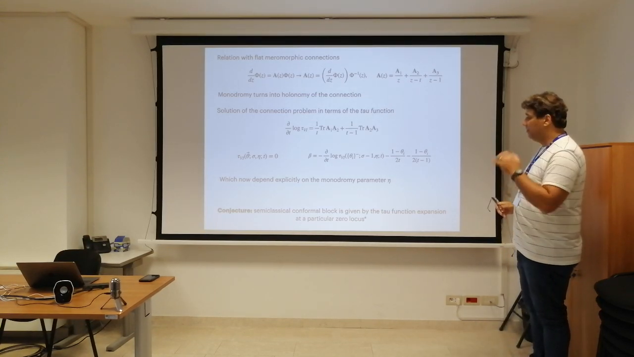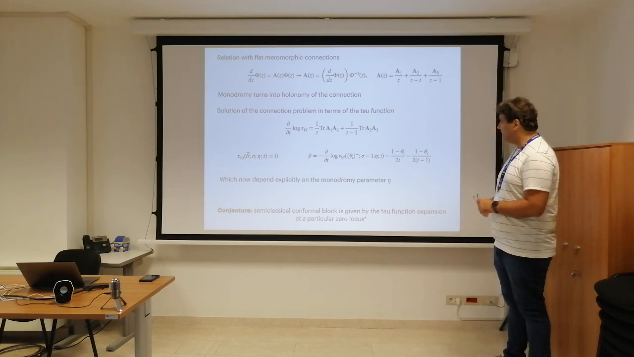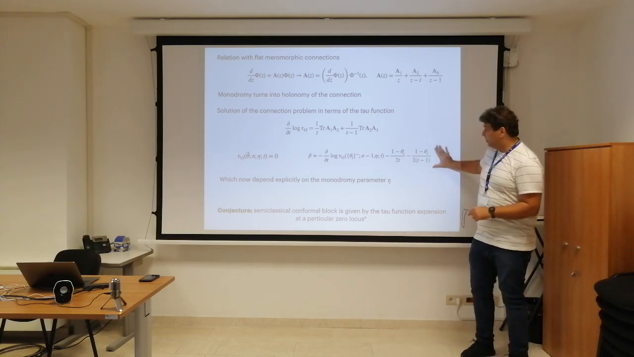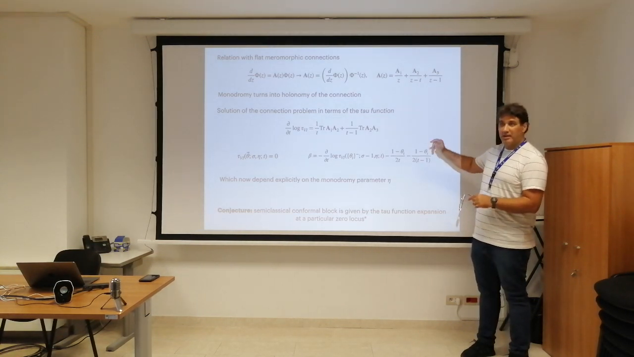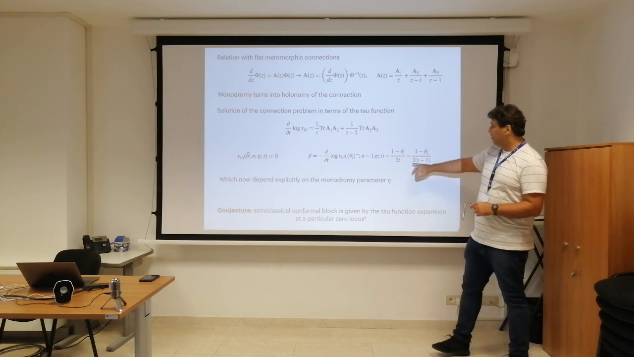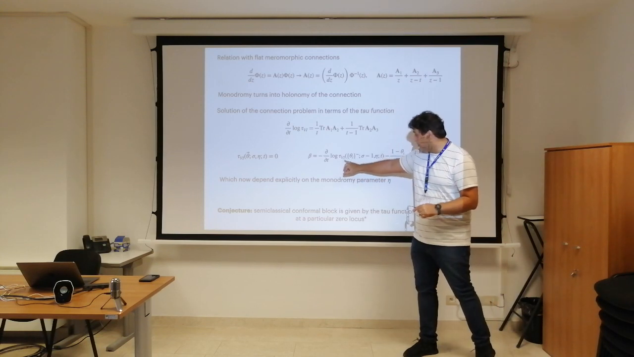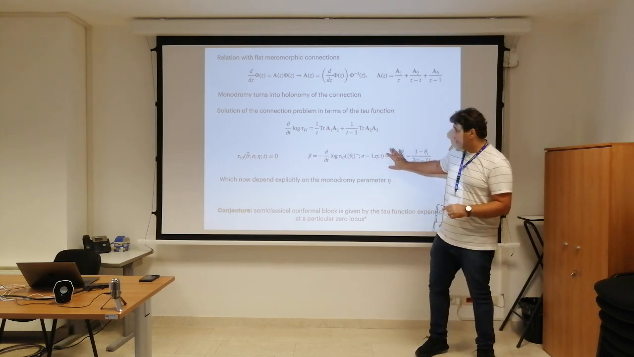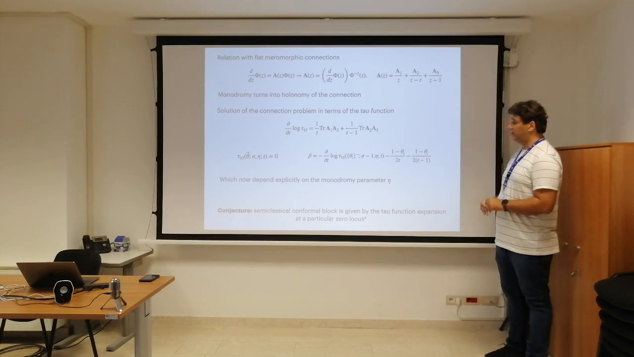I can talk about it if you want to, but the important bit for us, at least for this game, is that this expression defines the accessory parameter globally, not only as a series expansion around t equals 0, it defines it everywhere. So if you could compute the tau function for any value of T, you could use this expression to define the accessory parameter.